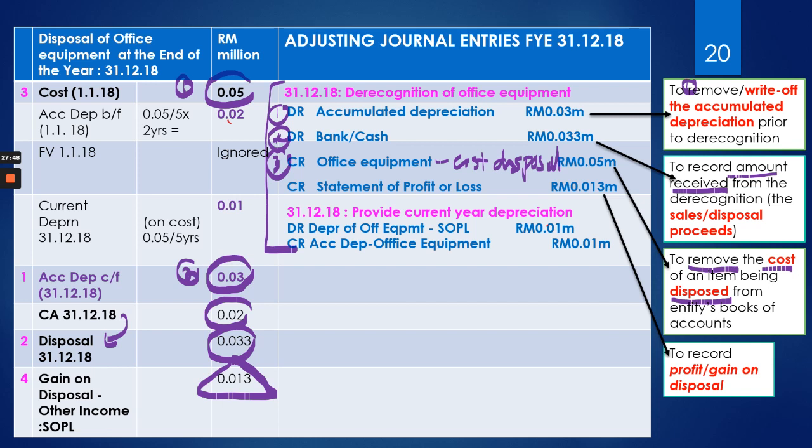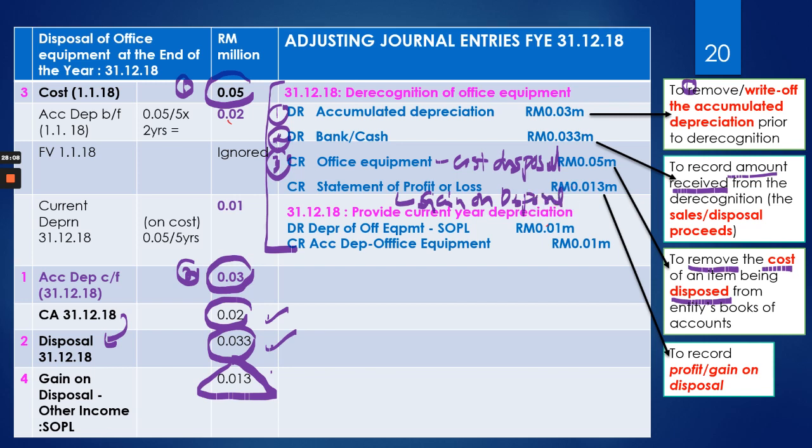And because you remove it and you are selling at a price higher than the carrying amount, if you compare these two, you have the profit or gain. That will be credited to the SOPL. And this is the gain on disposal. That one is related to derecognition.